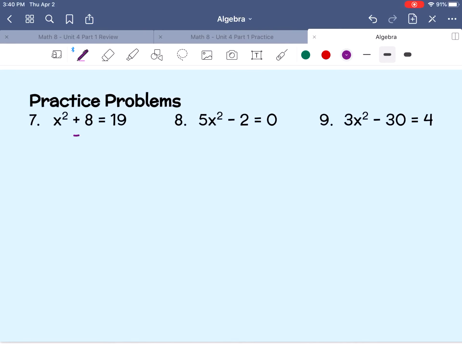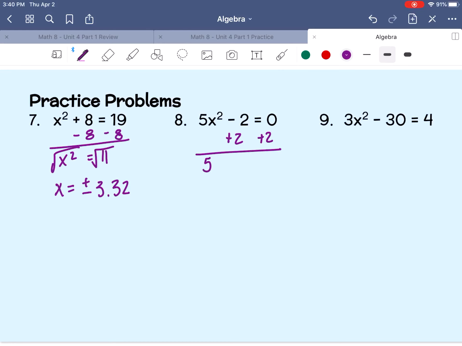All right, so I'm going to be subtracting 8 from both sides, giving me x squared equals 11. That's funny, we just did that one. So my x is positive negative 3.32. And over here, I need to add 2 to both sides. Divide by 5, divide by 5. So I get x equals a positive negative 0.63.